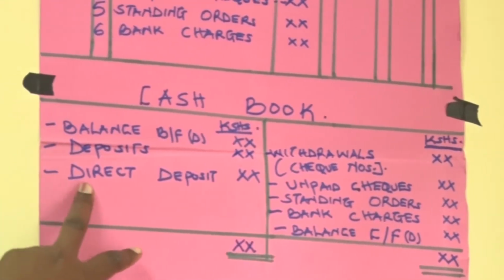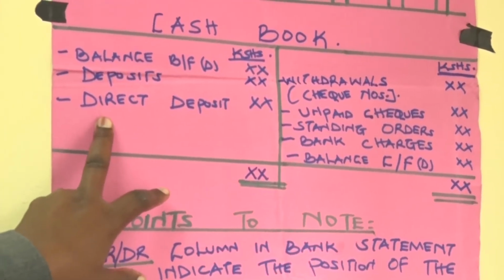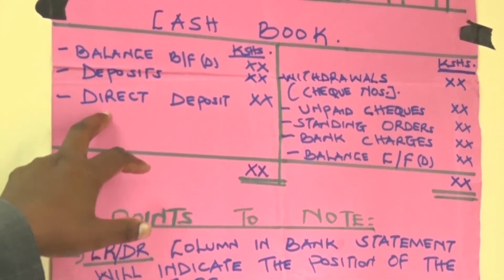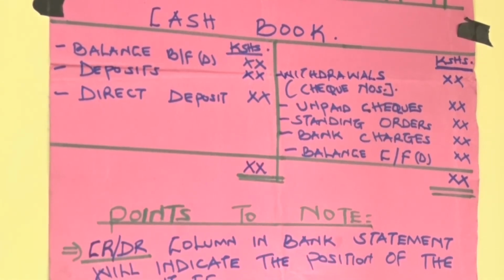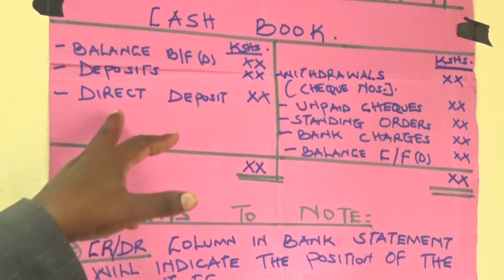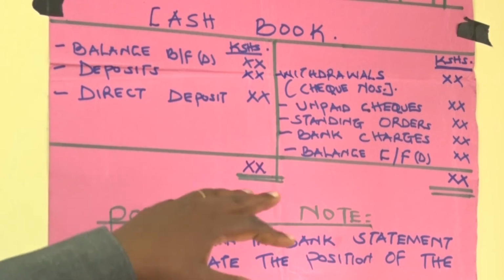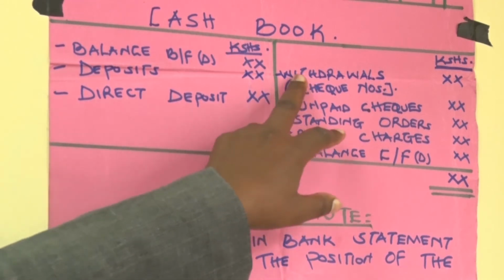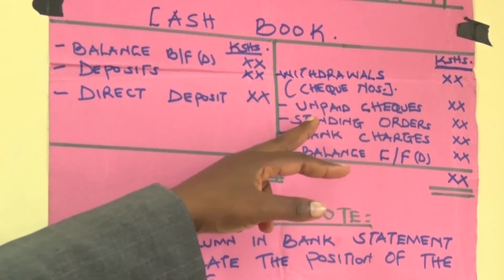Any deposit which has been made directly to the bank by the customers, mostly the buyers who buy goods on credit, but instead of coming with the cash to the business, they go straight to the bank and make the deposit. You debit. Then we have withdrawals. Any amount which you take from the bank, you credit.